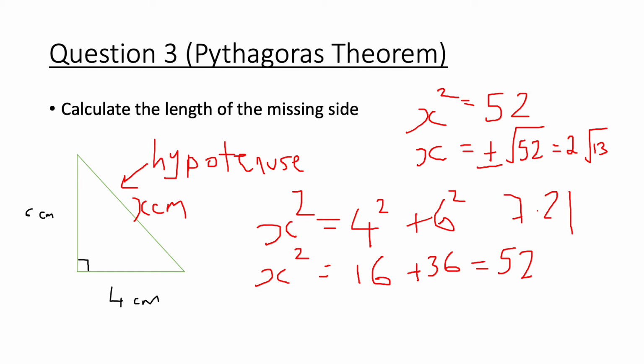And on my calculator, that is going to give me a numerical answer of 7.21 centimeters to 2 decimal places, or 3 significant figures. So that is my answer for question 3, guys. So it's using what we call Pythagoras' theorem, guys.